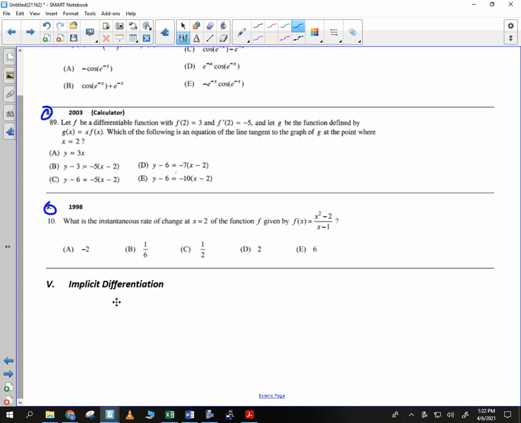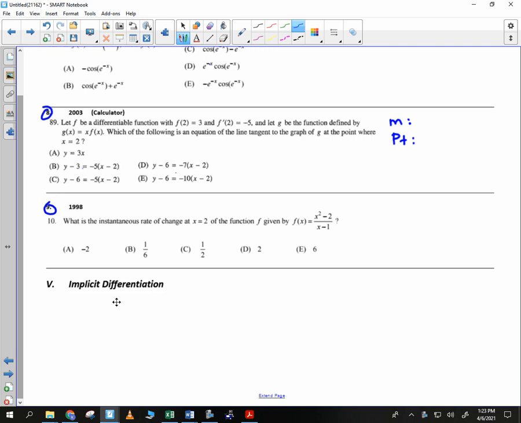It says let f be a differentiable function where f of 2 is 3 and f prime of 2 is equal to -5. Let g be defined by g of x is x times f of x. Which of the following is the equation for a line tangent to the graph at the point x is equal to 2? So it's asking for an equation for a line. What two things do you need for an equation for a line? Y equals mx plus b, you need slope and a point on your line, and that will give you y equals mx plus b, correct?